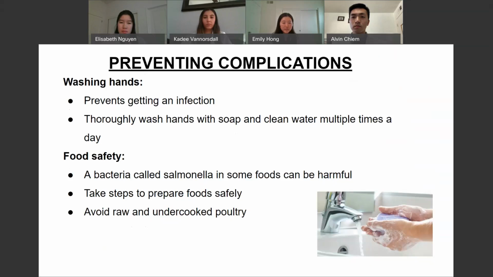For food safety, a bacteria called Salmonella in some foods can be harmful to people with sickle cell disease. When preparing food, one should always have their hands clean as well as the counter and utensils after touching uncooked foods. Vegetables and fruits should be rinsed well before eating, and meat should be fully cooked, and raw and undercooked meals and eggs should be avoided.